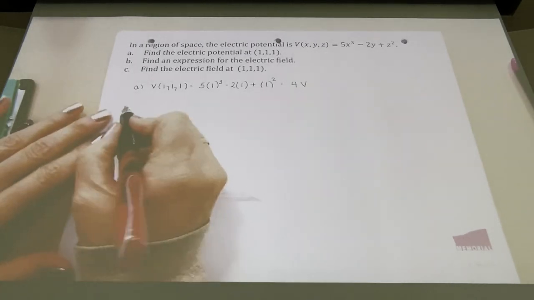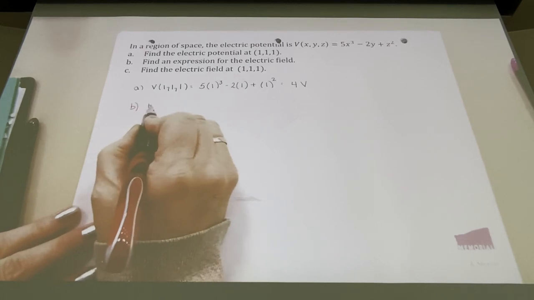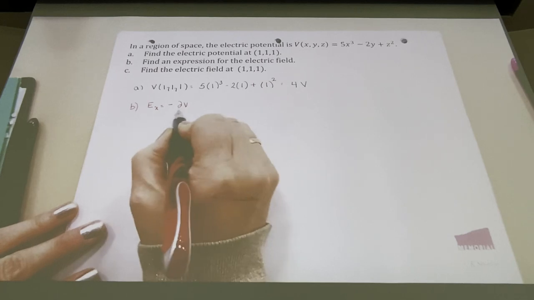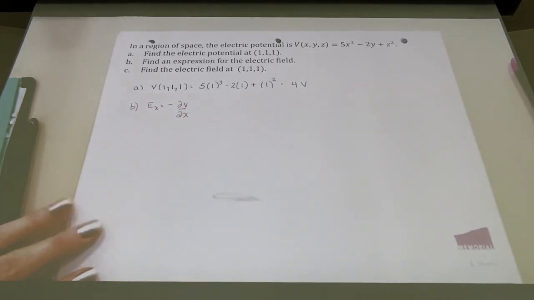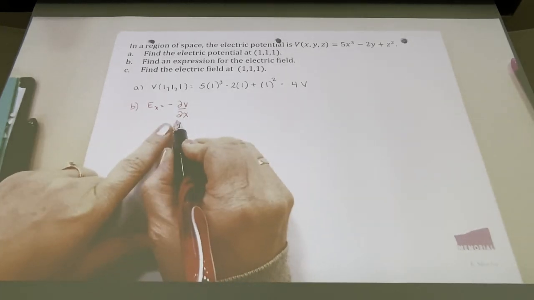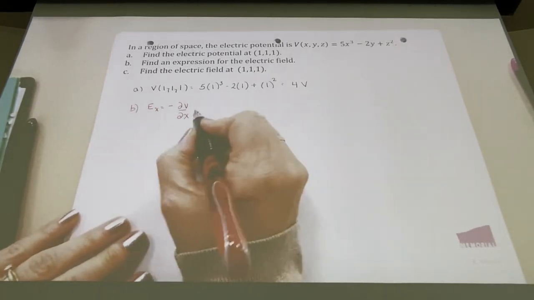Our relationship between the field and the potential is that the component of the electric field is the derivative of the potential. So the x component of electric field is negative the derivative of the potential with respect to x. And this is our form for partial derivative. The partial derivative means we treat x as the variable and everything else is constant. Because the x component tells us about the variation in the x direction, this is all x stuff.